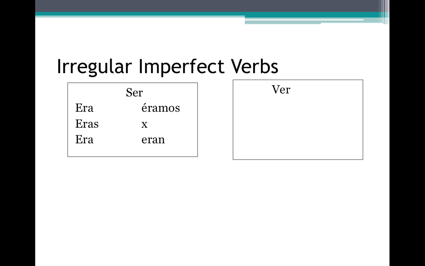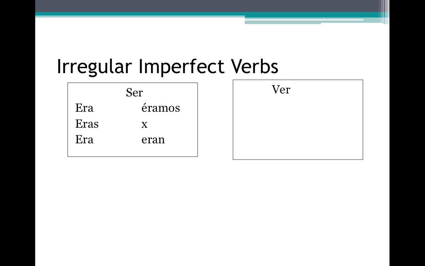Then we had the verb ver. How do we conjugate this one? Write it on the imperfect side of your paper, so you don't have to write it if you don't want to. You write it on the lines? No, not on the lines. We're not using the lines yet. The lines we're going to use for the uses of the imperfect and the preterite.